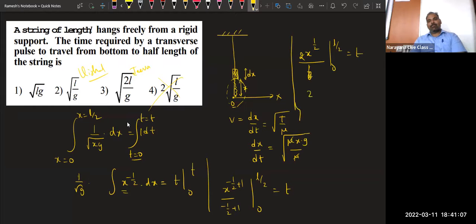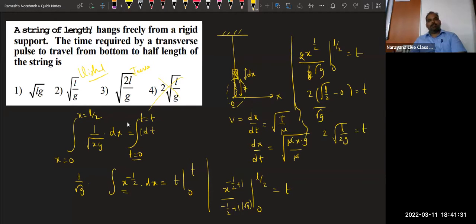So 1 by 2, 2 will go this side, and from 0 to L by 2 equal to t. So then put the upper limit first. So L by 2 under root minus 0 equal to t. One thing I did mistake: g I forgot. Under root of g will come here, here also under root of g, here also under root of g. 2 into under root of, then the answer is 2 under root of L by 2g.